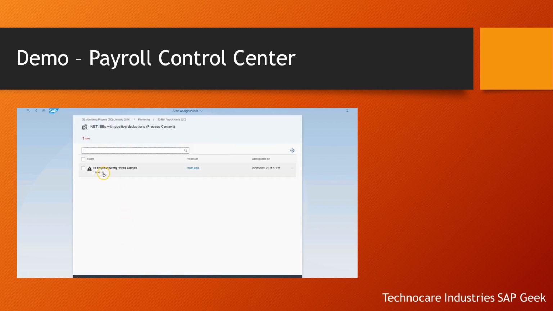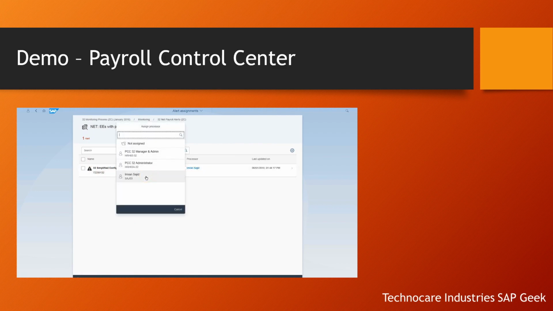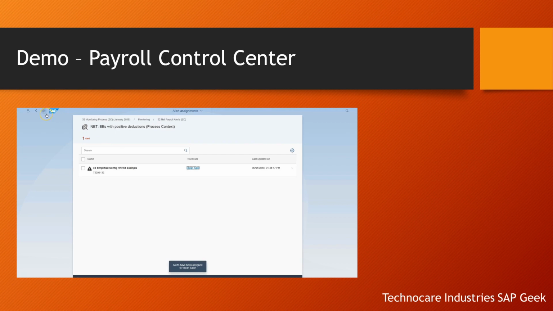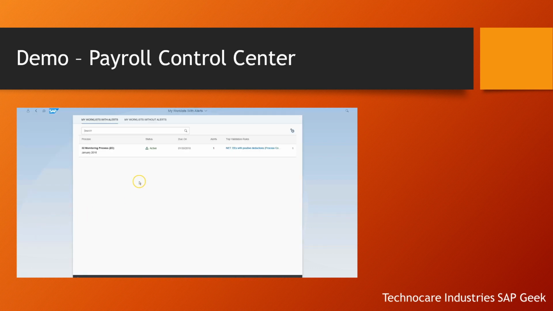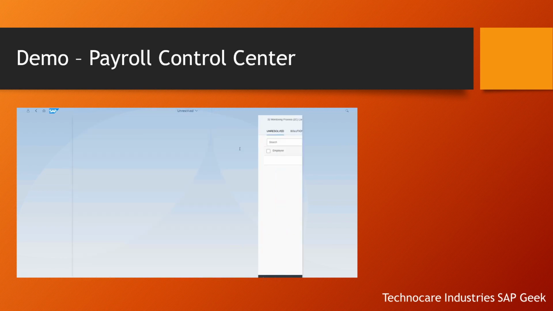Let us see what is that. Now I can see the employee itself, for whom actually that error is there, and it has been assigned to myself. Now let us see the window of payroll administrator. Because this alert is assigned to a payroll administrator, we'll go to payroll administrators. Under my alert style, we'll see this error is assigned to me or the administrators. We'll click on this alert, and we'll see the description.